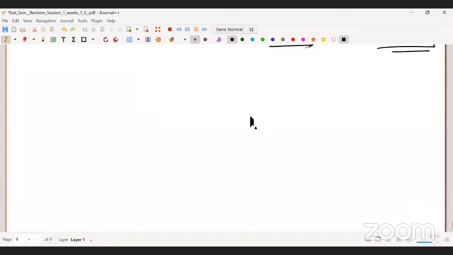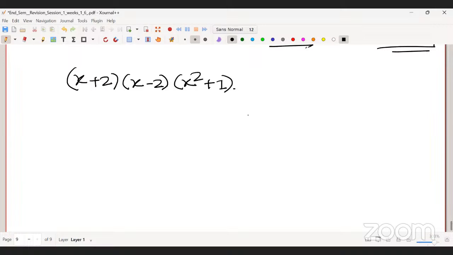Sir, I have a question regarding polynomials. If we have a degree 4 polynomial, like x plus 2 into x minus 2 into x square plus 1, what kind of graph behavior should we consider for this kind of graph? How do we approach this?